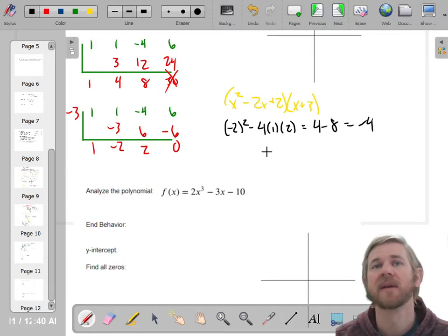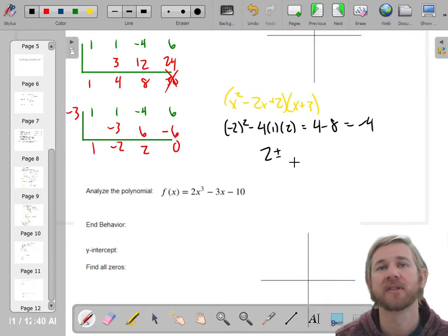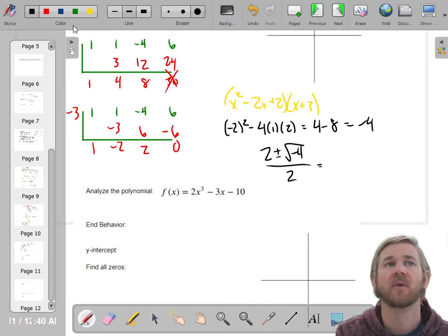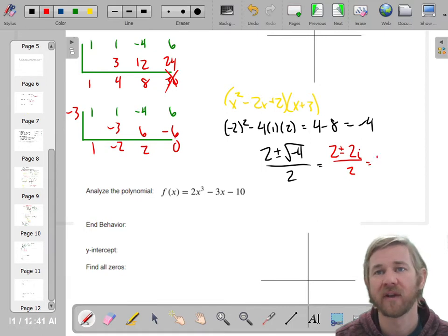Now the quadratic formula will be the opposite of b. So 2 plus or minus the square root of the discriminant, negative 4, over 2a. 2 times 1 is 2. So it's going to be 2 plus or minus the square root of 4, which is 2, but since it's negative, it's 2i. And then when you distribute the 1/2, you get 1 plus or minus 1i.